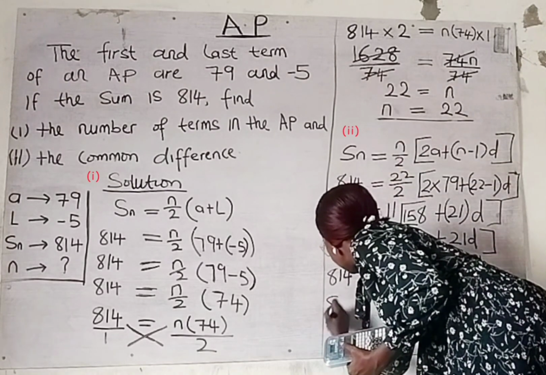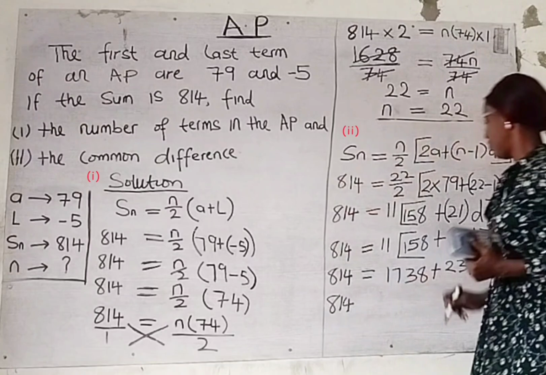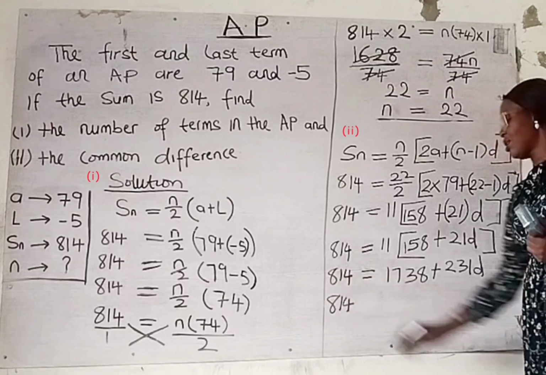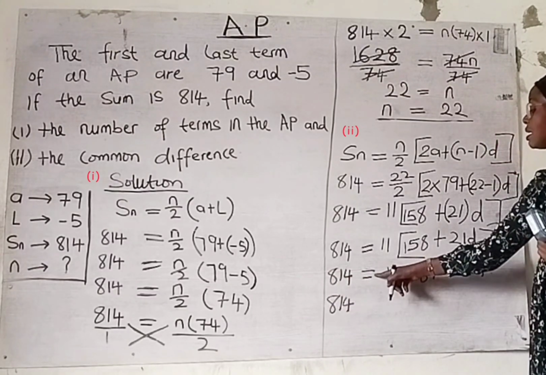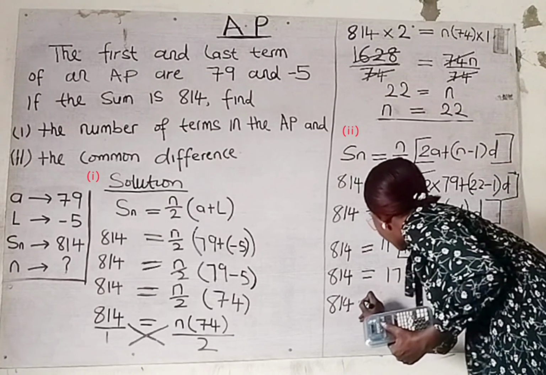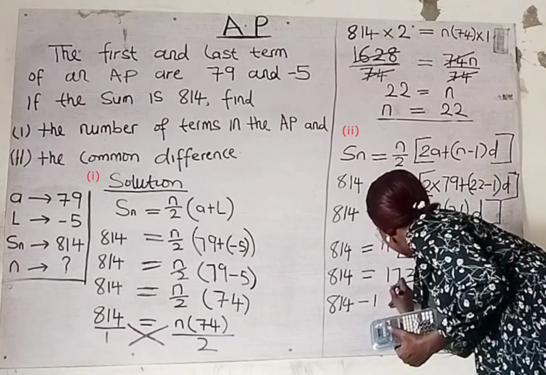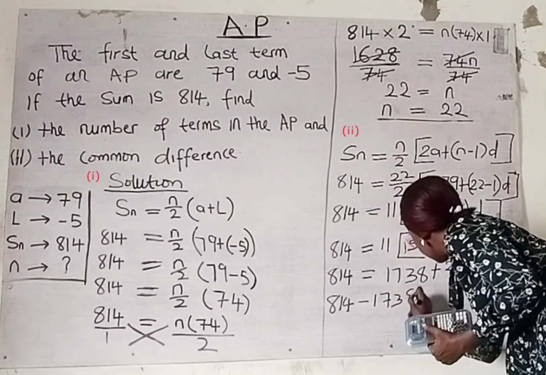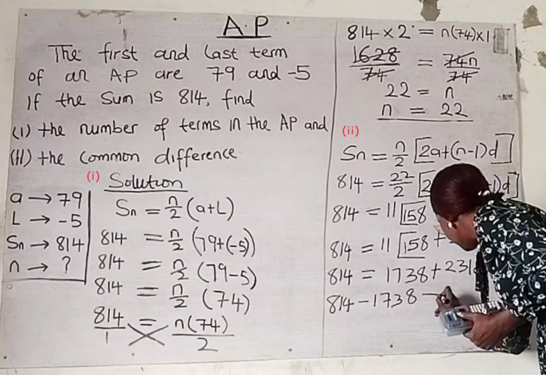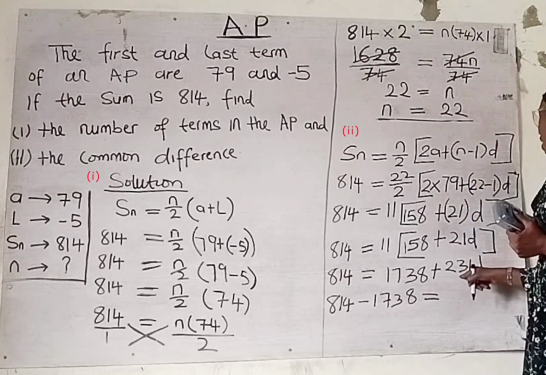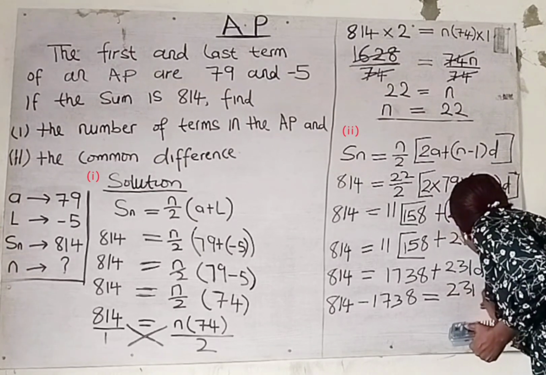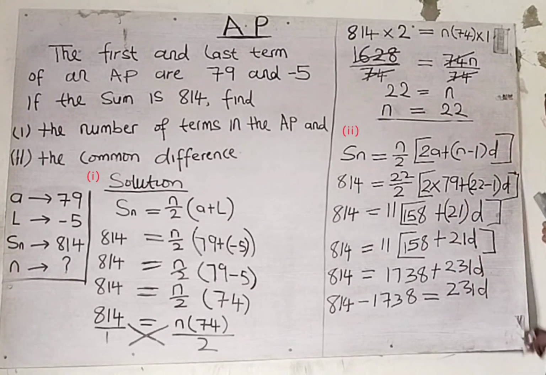That's why I write something like this. I write 814. I carry this 1738, go and meet 814 on this side of the equation. And here it is plus. If it crosses this equality sign to the other side, it becomes minus. So I write it like this: 814 minus 1738 is equals to 231D. Are you following? 231D. Carry it down. It doesn't have any line, so I carry it down like that.